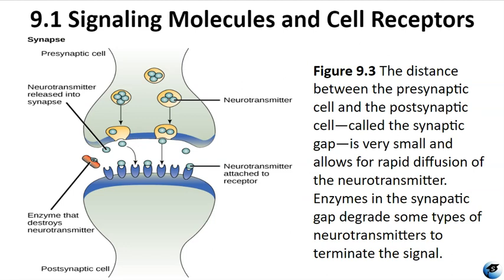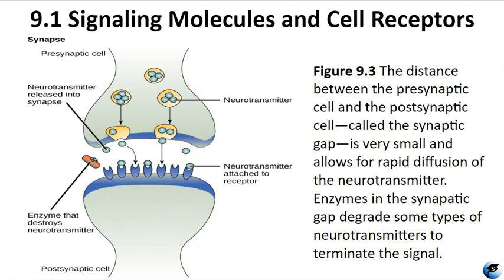Figure 9.3 shows the example of paracrine signaling at nerve cell synapses. So nerve cells have a cell body, and then they have dendrites that receive stimuli, and an axon that transmits the signals to other nerve cells or even to muscle cells. The synapse is the junction where the cell transmission occurs.